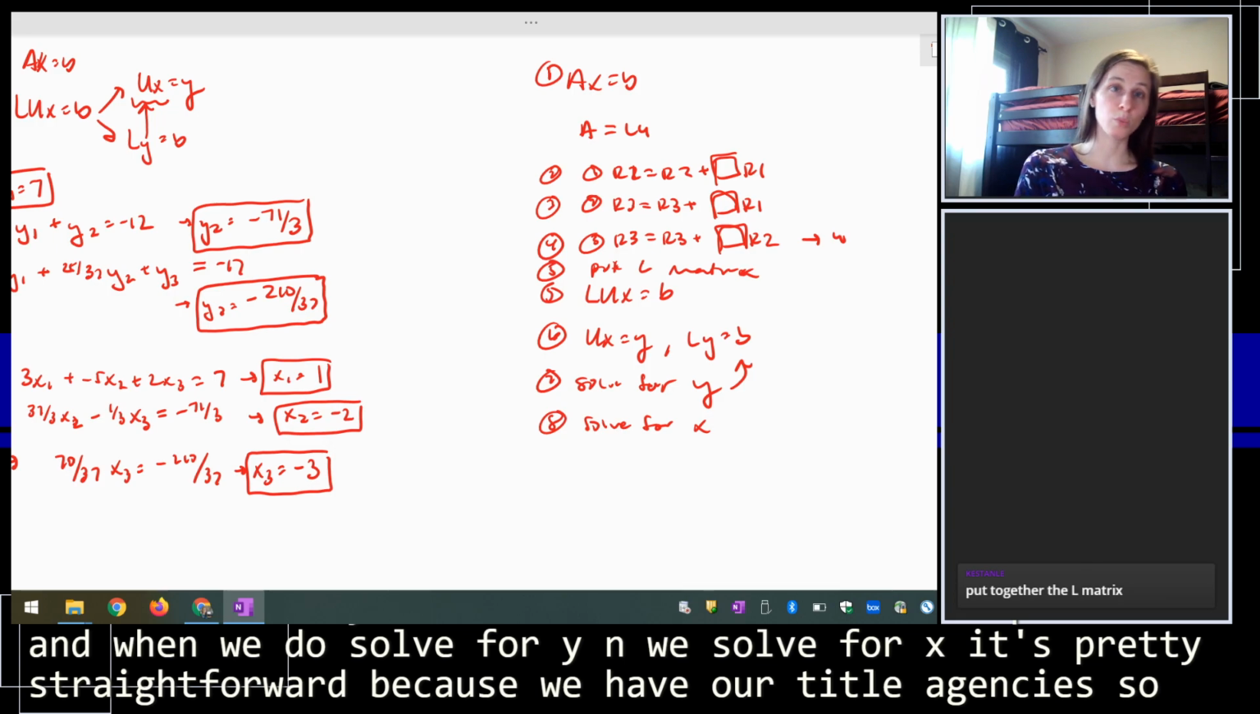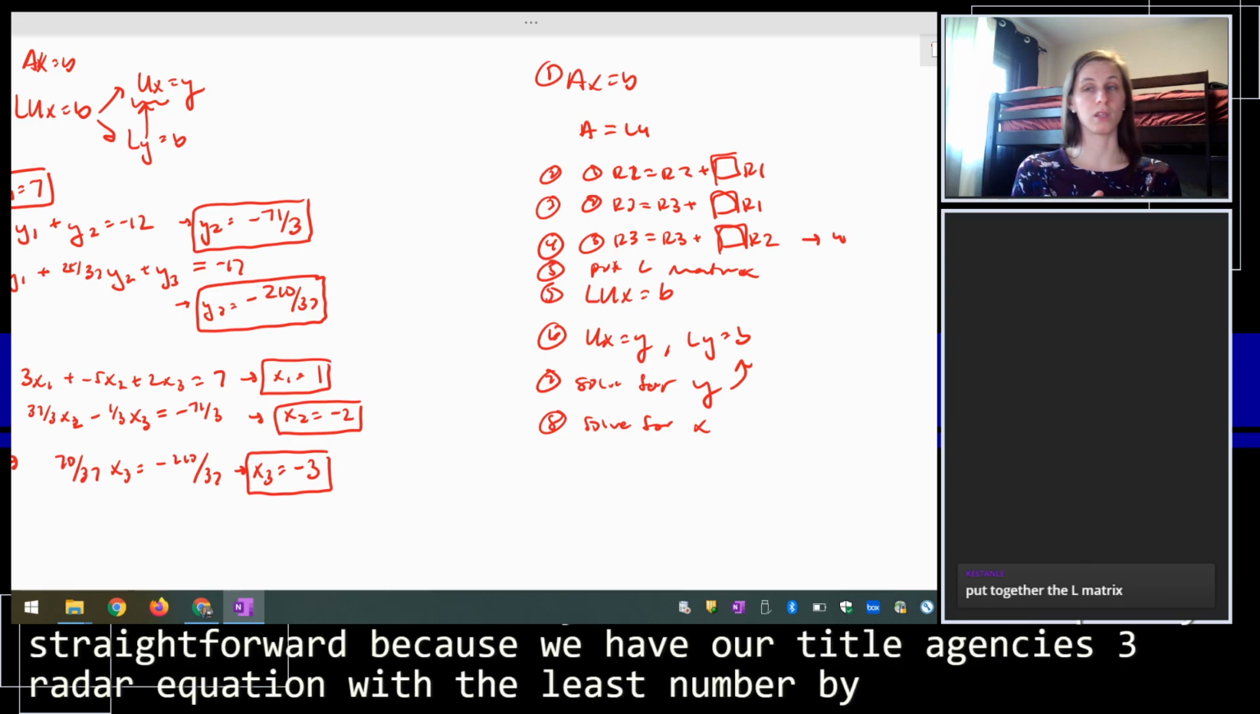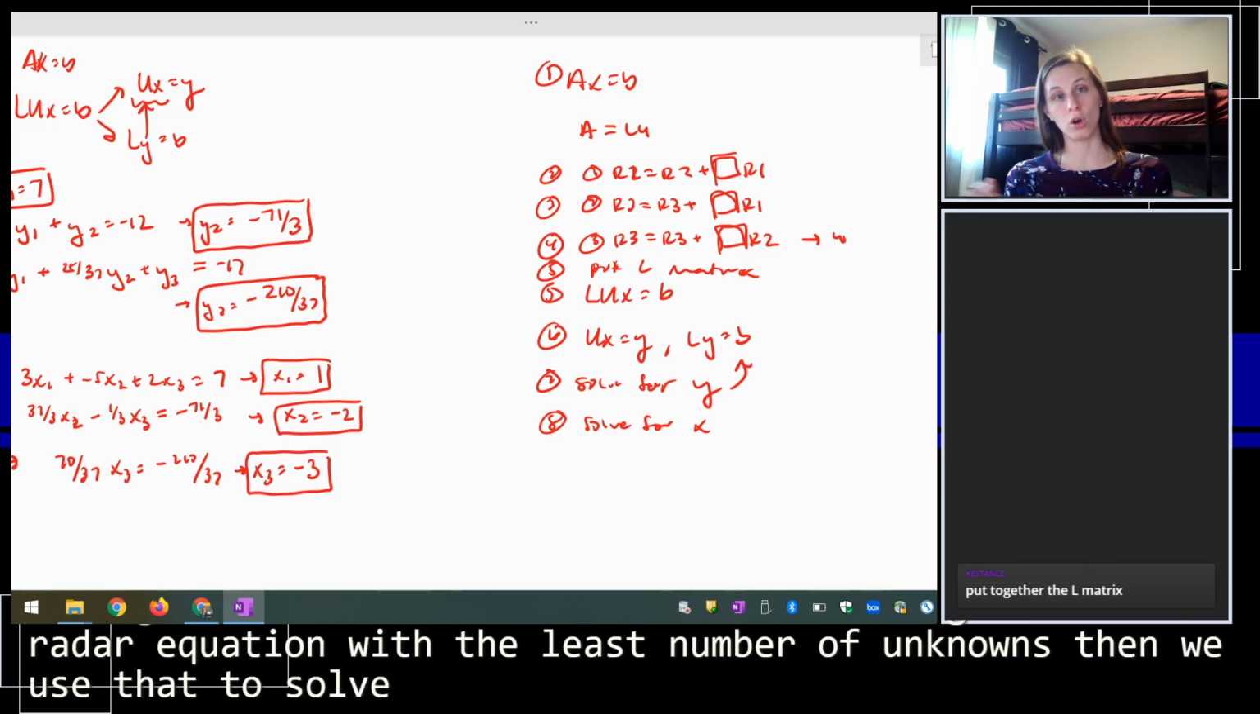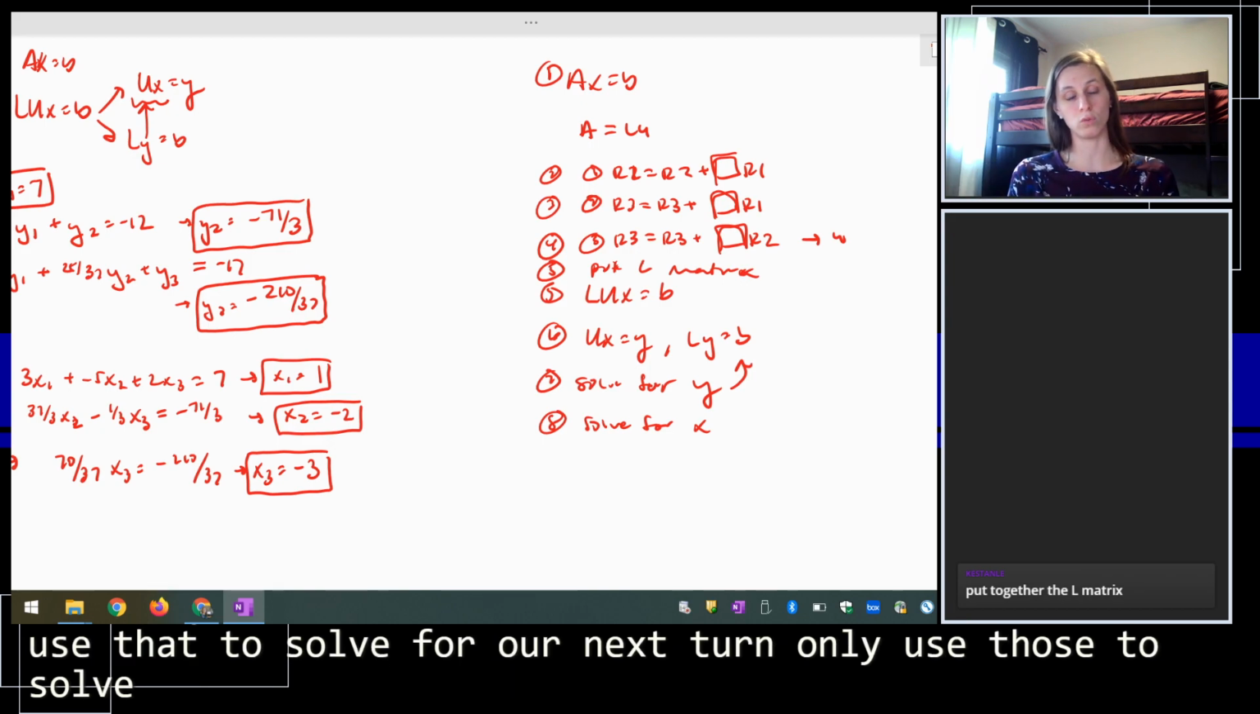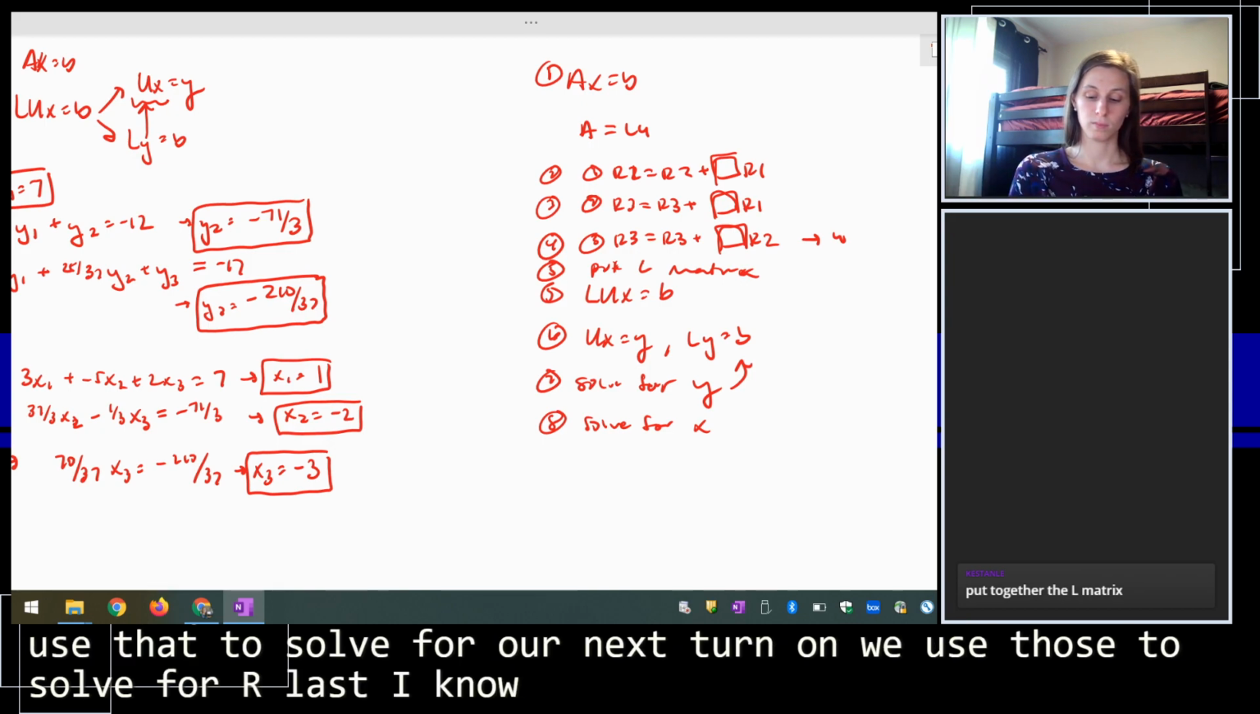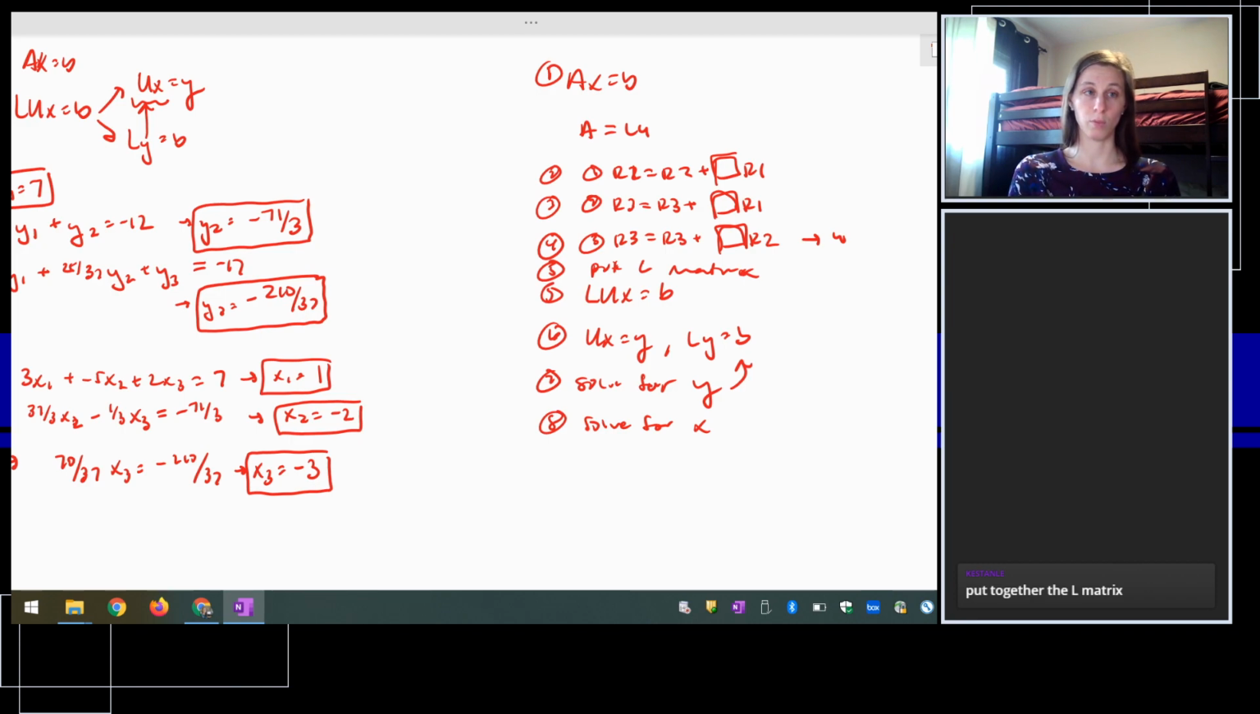So we write our equation with the least number of unknowns. Then we use that to solve for our next unknown, and then we use those 2 to solve for our last unknown. And there we go.